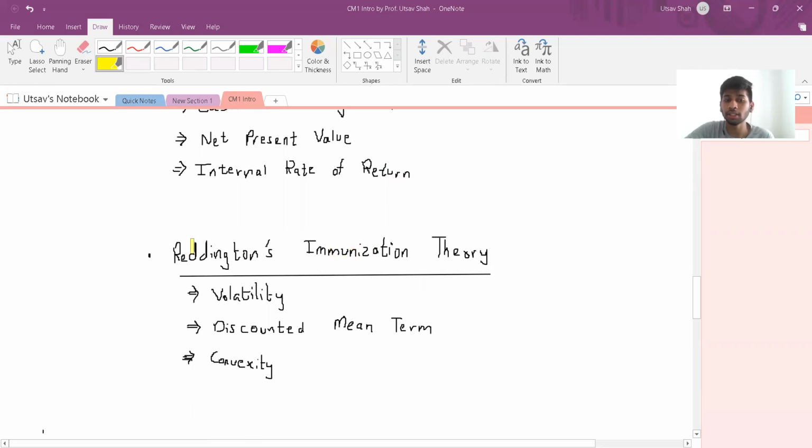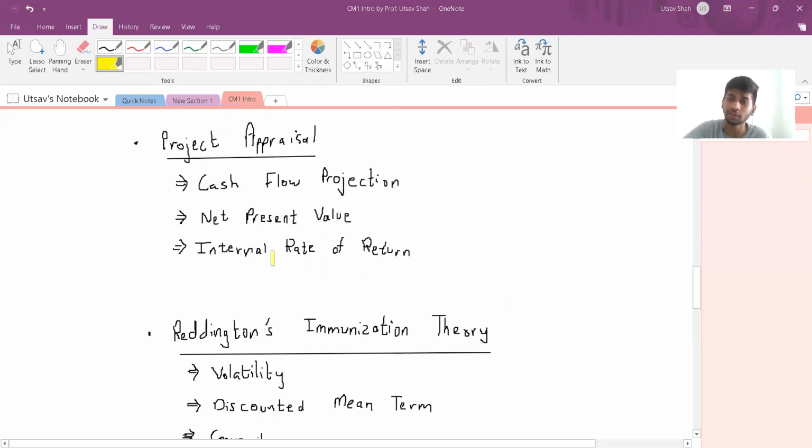Redington's immunization theory. This is the most important part of CT1 and probably the one with the highest weightage. I will go through the weightages and marks distribution further on, when we are done with the CT1 syllabus, because right now it's too much for you and you will not understand anything. Redington's immunization theory has three main concepts: volatility, DMT, that is discounted mean term, and convexity. What are these three? They help you determine what portfolio to hold, what assets to hold, so as to be ready to pay all your liabilities in time.